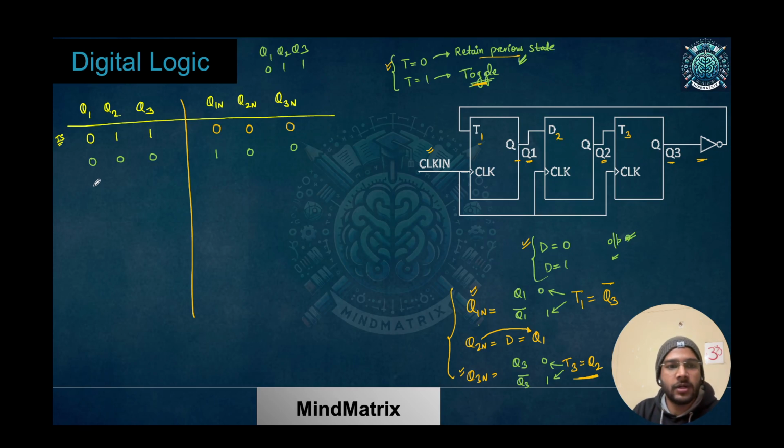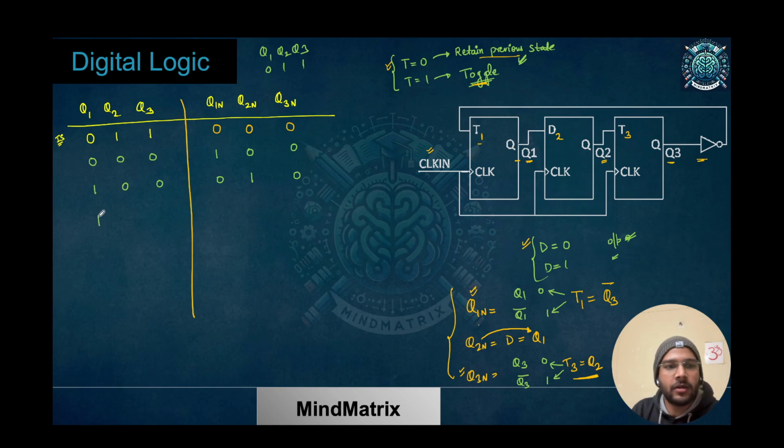Now again, if I give the third clock, this 100 will become my previous state, and I'm going to get the next state. Q2n is equal to Q1. Here it is 1. Q1n will depend on the value of Q3 complement. Here Q3 is 0, so Q3 complement is 1. So T1 is 1, so it is going to be Q1 complement. Q1 is 1 here, so it becomes 0. Clear? What about Q3n? Q2 value is 0, so T3 is 0. Retain the same state, so Q3n will take the same value as Q3. That means 0, 1, 0.